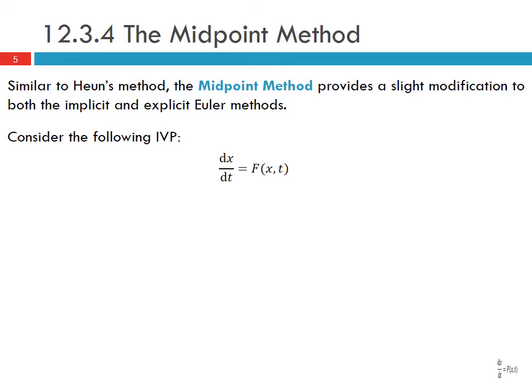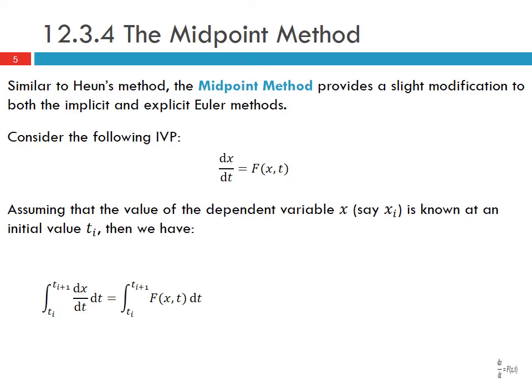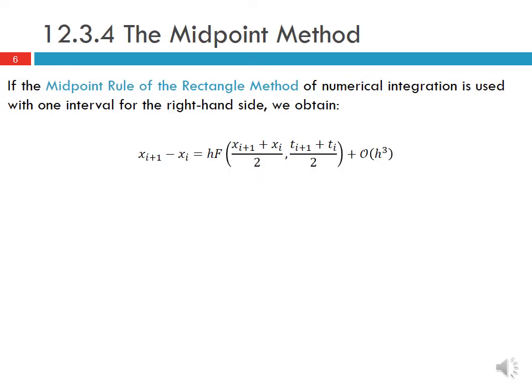Consider again our initial value problem, dx/dt is equal to f of x and t. If we assume that the value of the dependent variable x is known at an initial value ti, then we have the expression here. So we can integrate both sides of this equation. Evaluating the integral on the left, we have xi plus 1 minus xi is equal to this integral of f of x and t. Now we can use the midpoint rule of the rectangle method of numerical integration, which we discussed in the previous chapter, over one interval to evaluate this integral on the right-hand side.